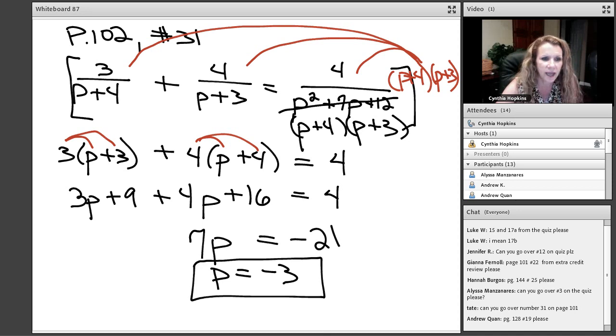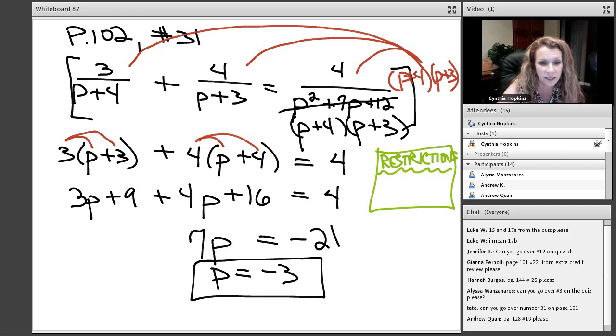Because I had variables in the denominator of my fractions, that means I have restrictions. Let me write those restrictions up here in green and label them as restrictions. Now, they didn't ask you to state what the restrictions are, but you're supposed to go back and plug these in to make sure that they work. I just want to talk about the restrictions because that's going to tell me what my extraneous roots are. p cannot equal negative 4 or negative 3 because that would make my denominators equal to 0, and that's considered undefined. And so since I got negative 3 for one of my answers, I'm going to reject it.